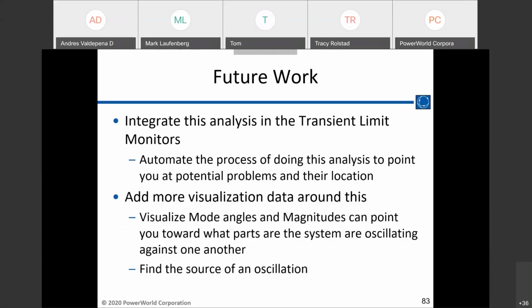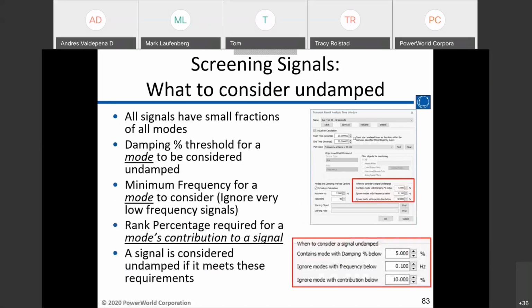Okay, so the next presentation we have is from Scott Dahman. Scott is going to talk about the GIC tool and some of the advancements that have been made in the GIC tool.